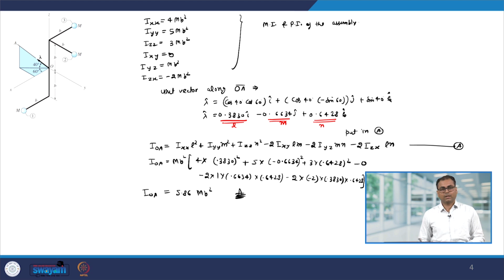This is the moment of inertia of this assembly about the axis OA. So, this is how we can find out the moment of inertia about any axis if we know the direction cosines. Now, let us look at another problem statement.